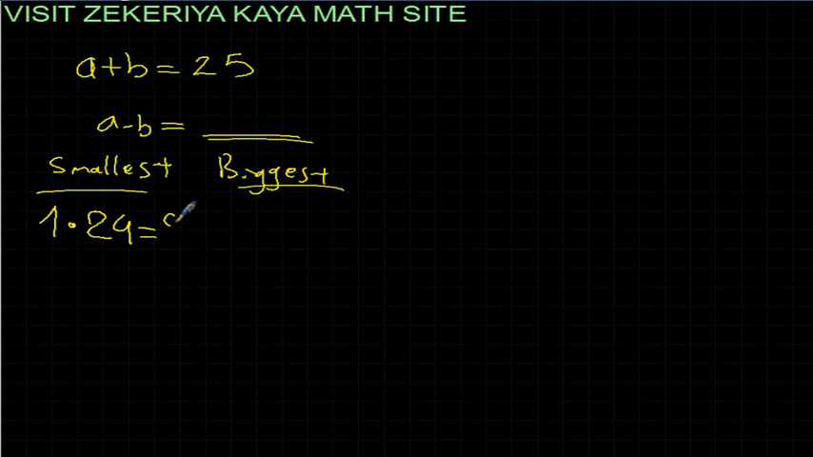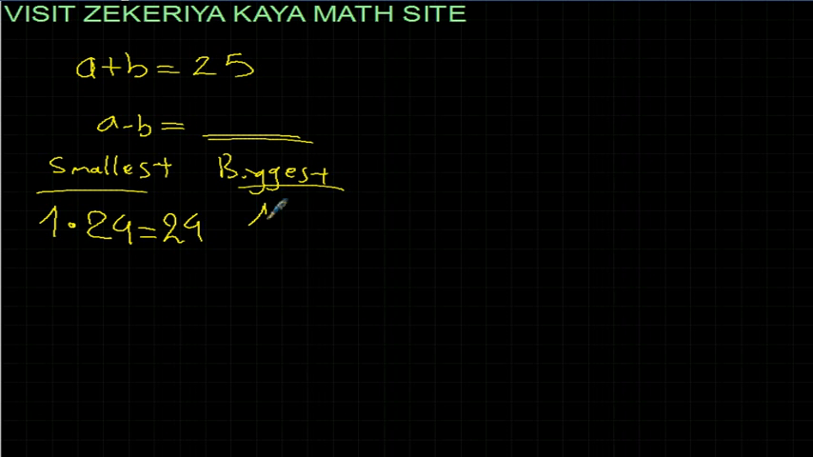We must make the difference biggest. We must find the biggest difference. So, the sum must be 25. So, for 25, the difference we can choose 1 and 24. 1 plus 24 makes 25. 1 times 24 makes 24.